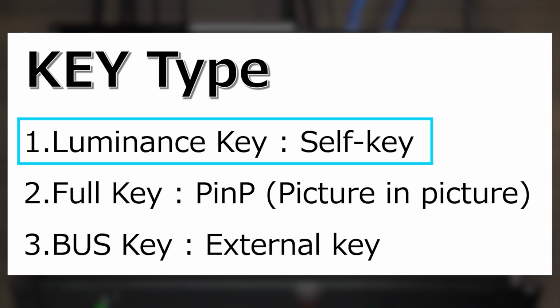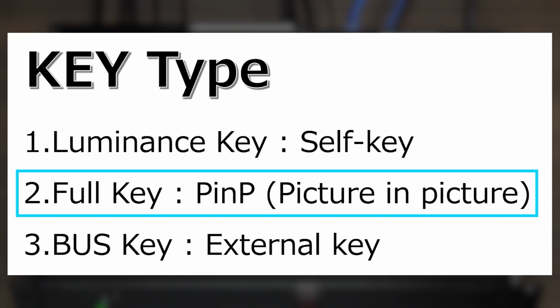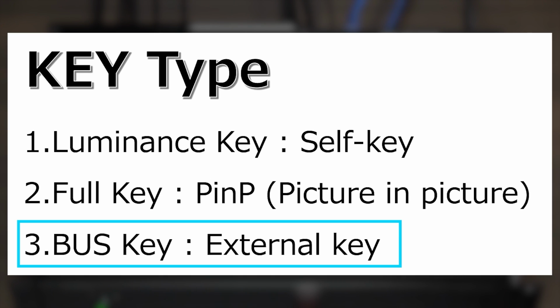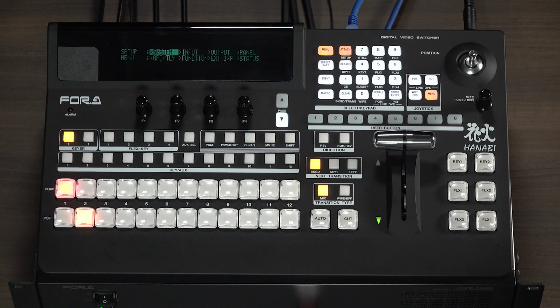The first is the luminance key. This is also called a self key. The second is a full key. This performs picture-in-picture. The third is a bus key, which is used by inputting a fill key signal from an external source.